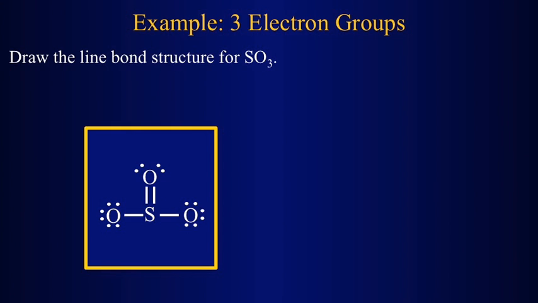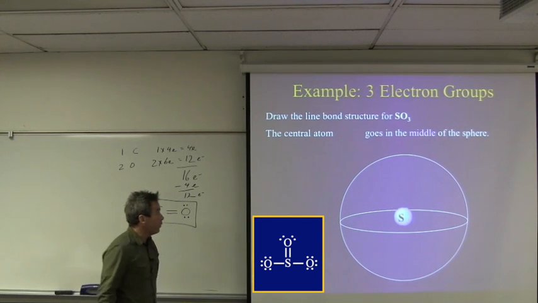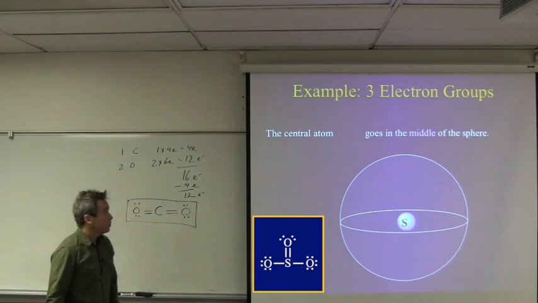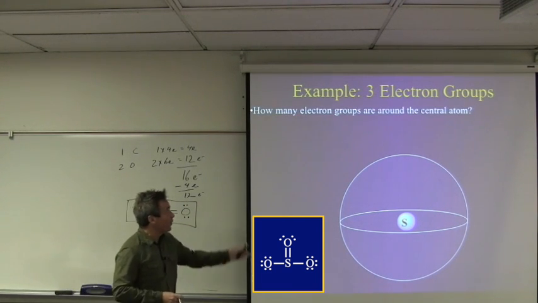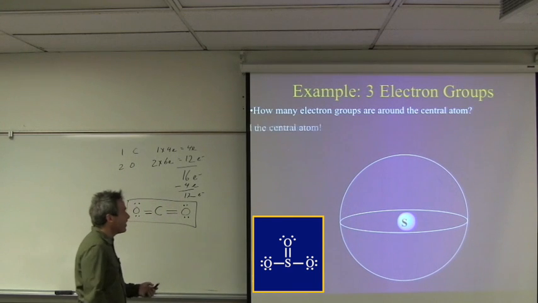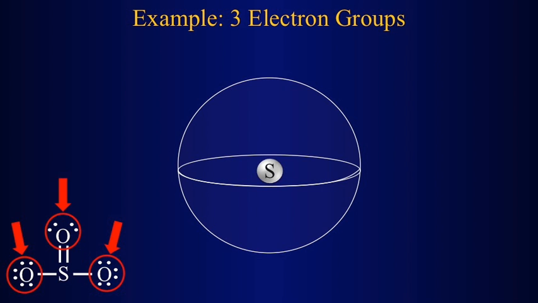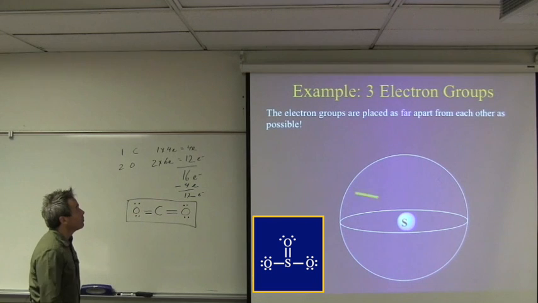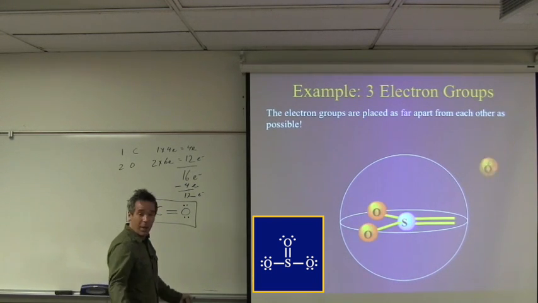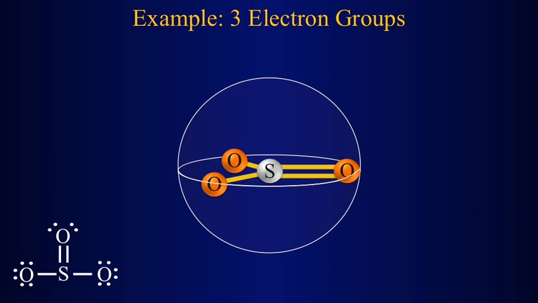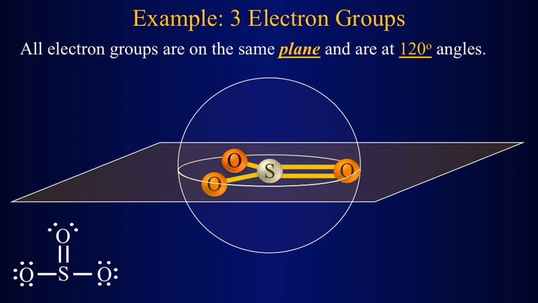So here we have the line bond structure for sulfur trioxide. Let's put the sulfur in the middle of the sphere. How many electron groups are on the central atom? 3 electron groups on the central atom. Each bonded atom counts as 1 electron group. Let's put them in there. Just like the balloons. With 3 electron groups, all atoms are on the same plane, and we have 120-degree angles.